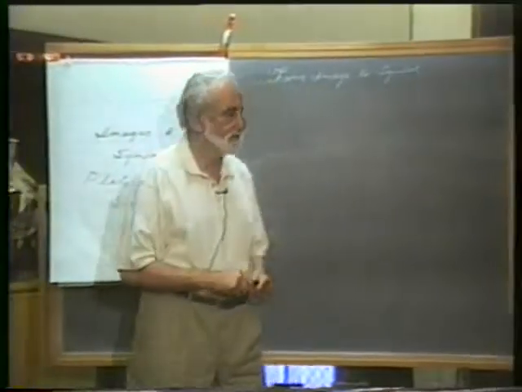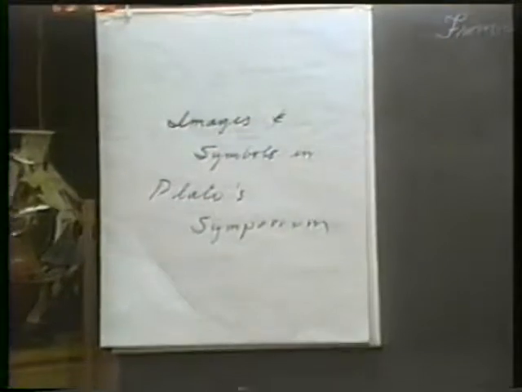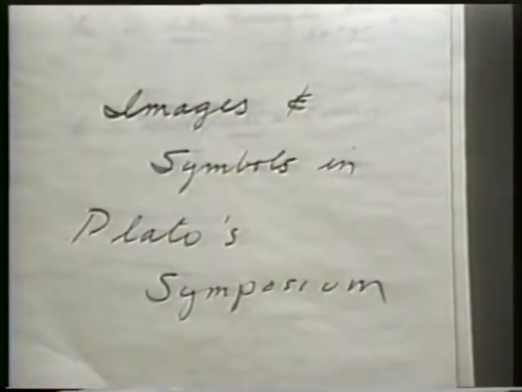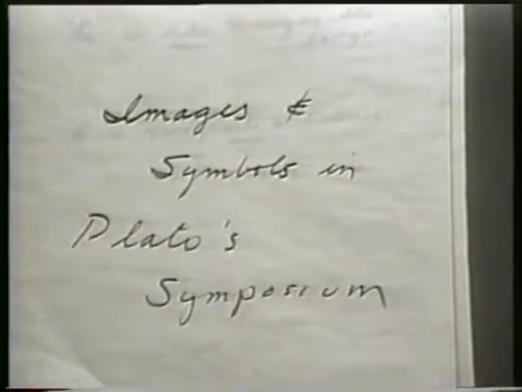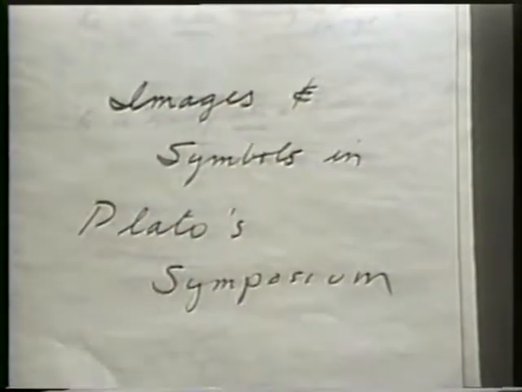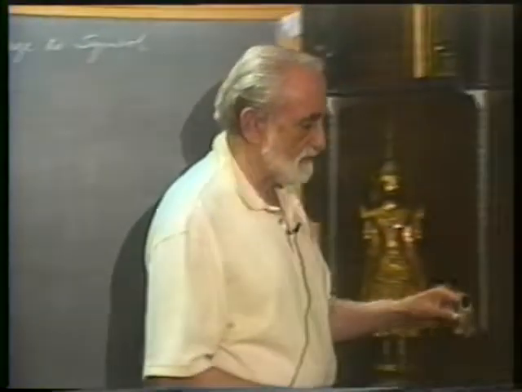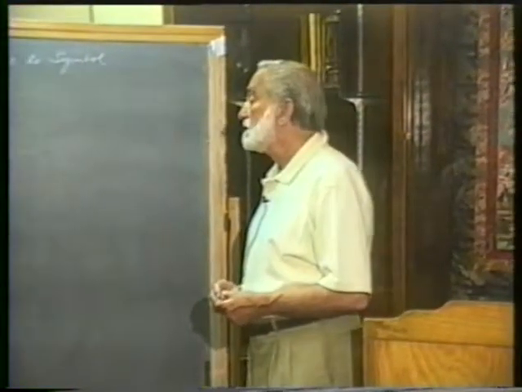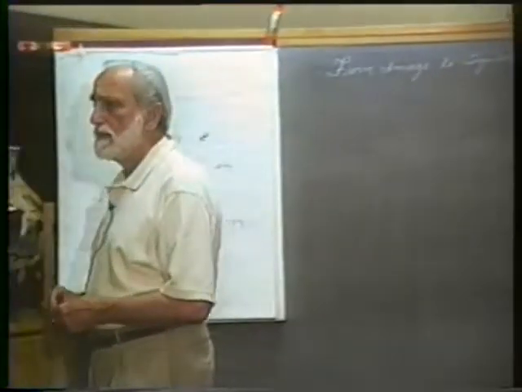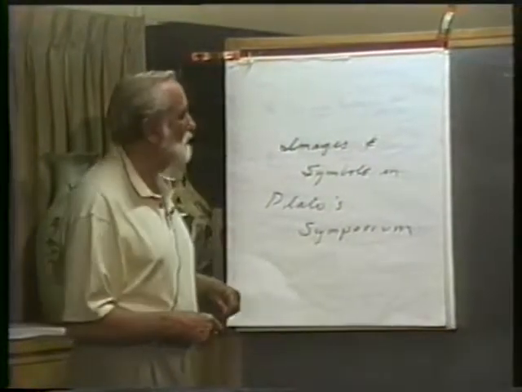This evening is a discussion on images and symbols, and I am very interested in the issue of the nature of a symbol. So I'm exploring it in terms of Plato's Symposium. Now, how do you understand a symbol, and who deserves to be called a symbol? Can we understand it? That's the goal today. What is the symbolic process?